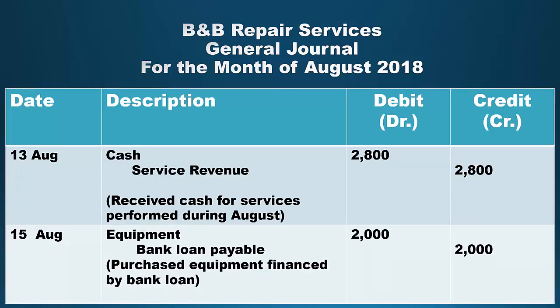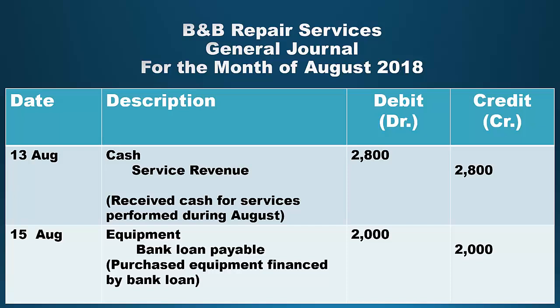August 13th, receiving cash for services performed. Step 1. What happened? The company received $2,800 in cash for services they performed during August. Step 2. Which accounts are affected? Cash increases because the company is receiving money for its services. Service revenue increases because the company earned this income by completing the work.